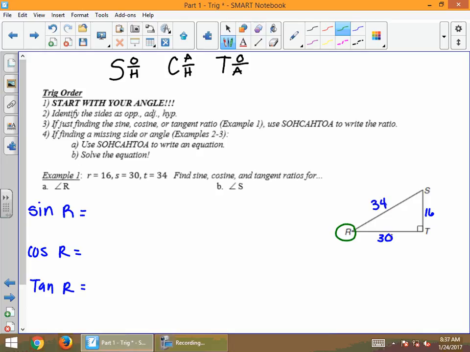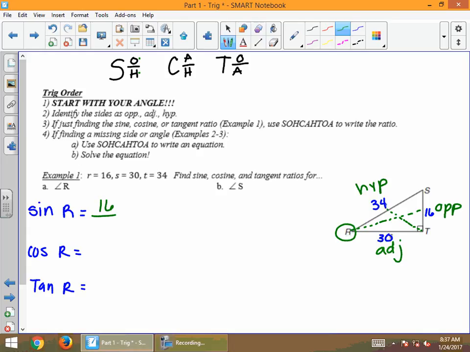Then label your opposite, adjacent, and hypotenuse. So start at R. Go directly across. That's your opposite. Go to your 90. Go directly across. That's your hypotenuse. And the side left over is your adjacent. Okay. Well, we just want to write the ratio for sine of that angle R. Well, go look at SOHCAHTOA. Sine is opposite over hypotenuse. So we labeled our opposite side as 16.